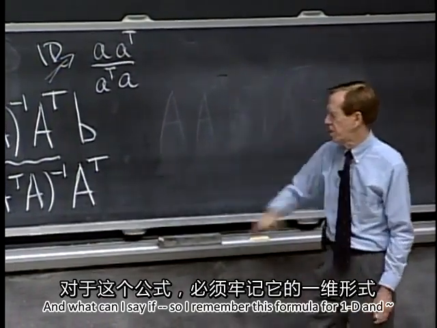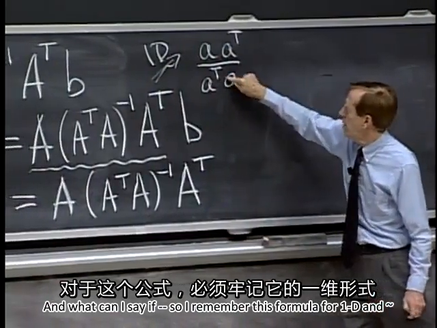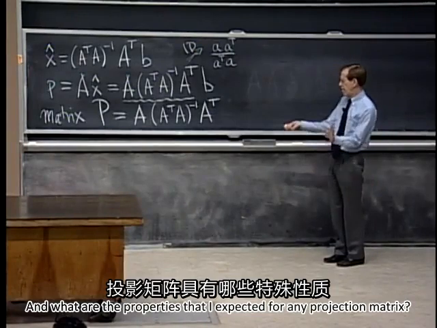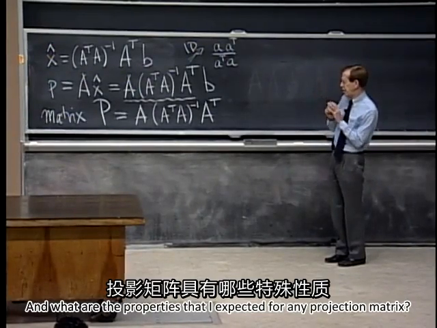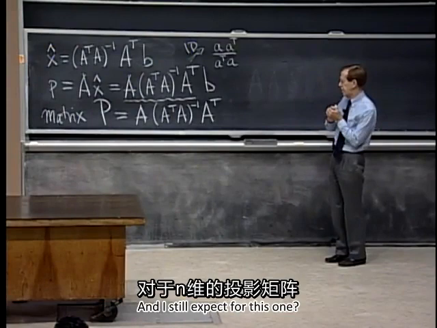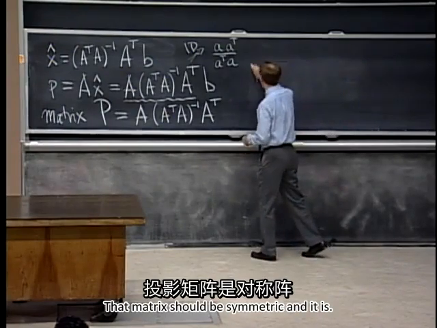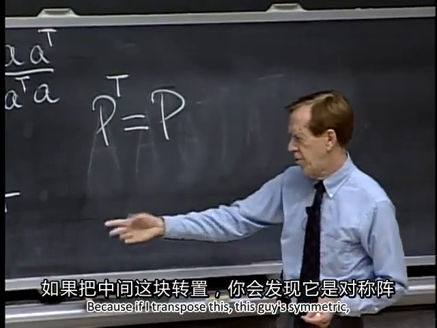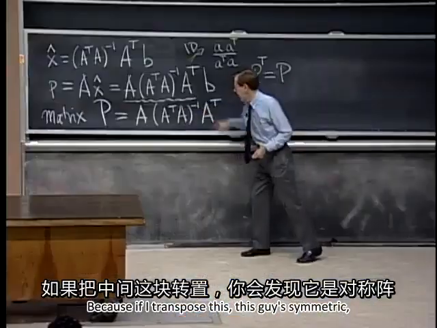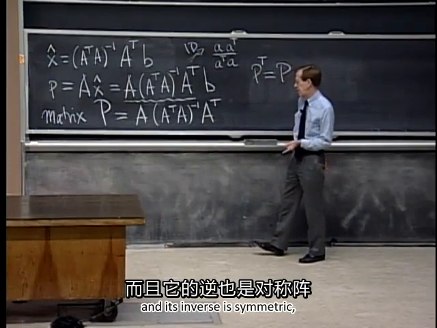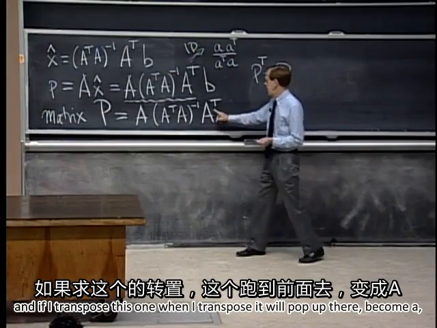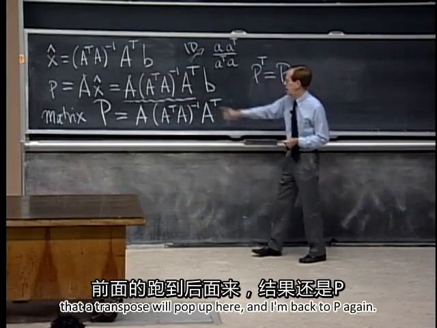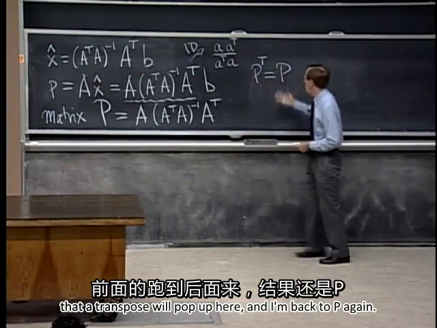So I remember this formula for 1D, and that's what it looks like in n dimensions. And what are the properties that I expected for any projection matrix, and I still expect for this one? That matrix should be symmetric, and it is. P transpose is P. Because if I transpose this, this guy's symmetric, and its inverse is symmetric. And when I transpose this one, the A transpose will pop up here, and I'm back to P again.